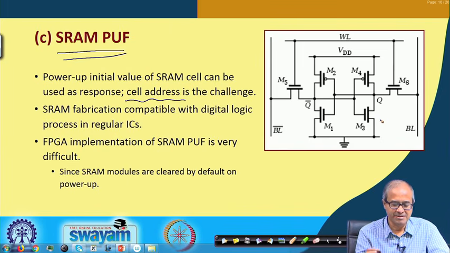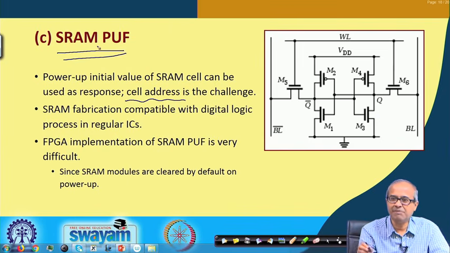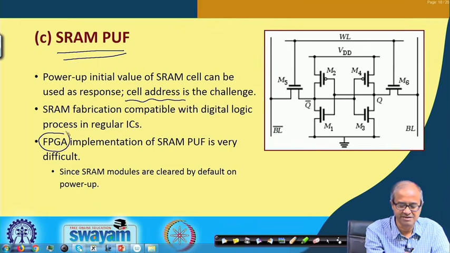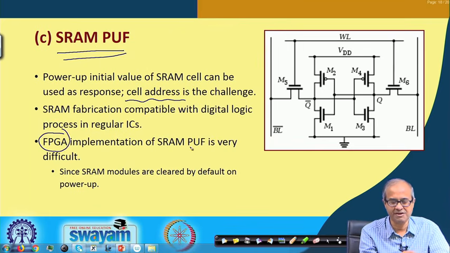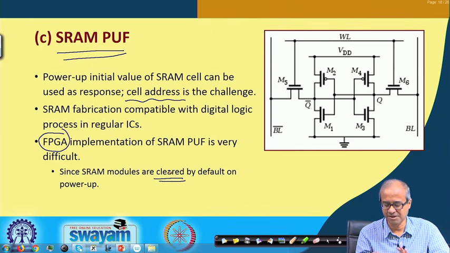Okay. But this SRAM PUF is easier for an ASIC design, for an ASIC chip, but for FPGA implementation, SRAM PUF is very difficult, because in FPGA whenever you are initializing the power, all SRAM cells are reset to 0 by default, they are cleared. So, you cannot use this PUF using SRAM for FPGAs. Okay.